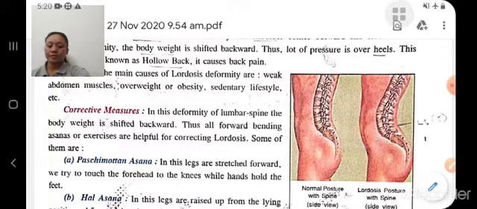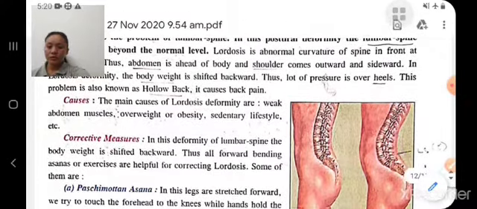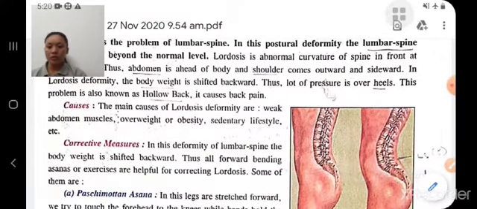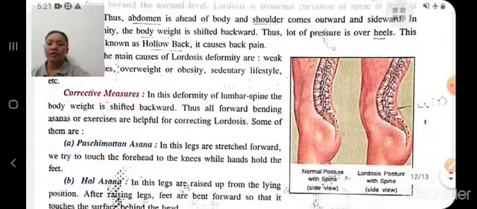What is the main cause of Lordosis? Weak abdominal muscles. If your abdominal muscles are weak, it causes Lordosis. Overweight, obesity, sedentary lifestyle, etc.